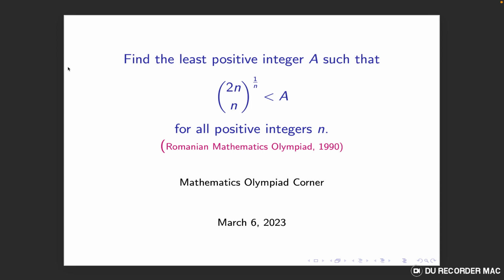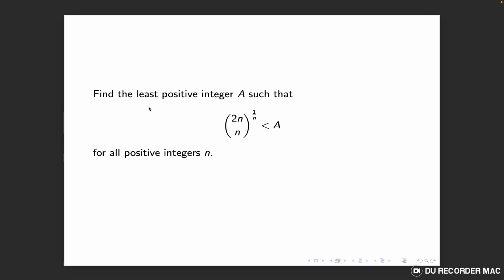Hello everyone, we will consider a problem from the Romanian Mathematics Olympiad in 1990. So we want to show that the nth root of the binomial coefficient 2n choose n is actually bounded for every integer n, and our goal is to find the smallest integer that bounds it from above.